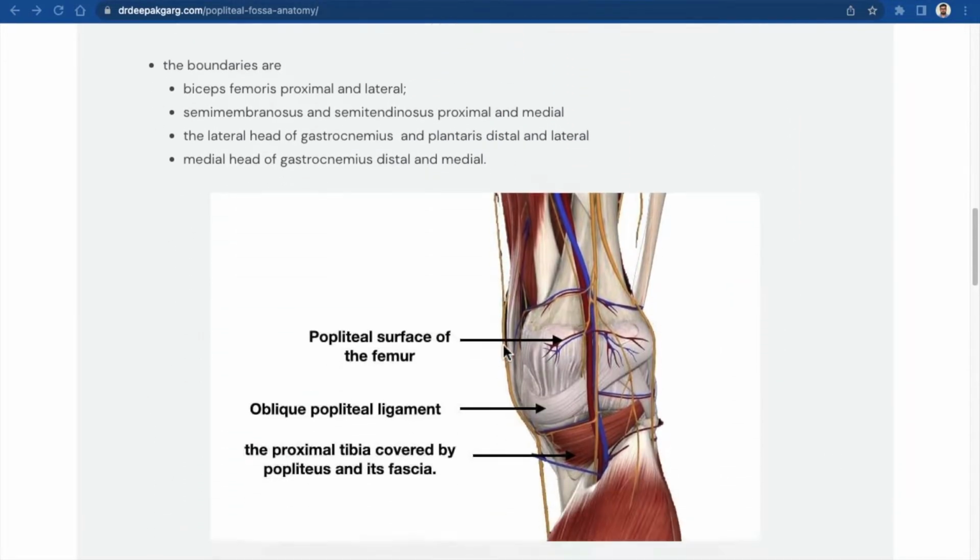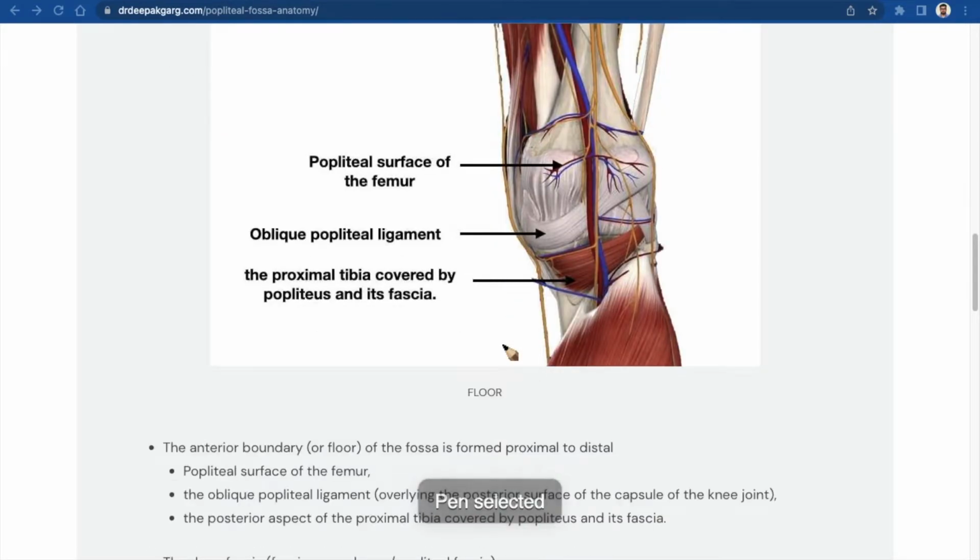And if we look at the floor of the popliteal fossa, we come from proximal to distal. Proximally it is made by the popliteal surface of the femur, and then the oblique popliteal ligament. We can see that it is overlying the posterior surface of the capsule of the knee joint. Then we can see the popliteus muscle. So distally the floor is made by the proximal tibia covered by the popliteus muscle and its fascia.